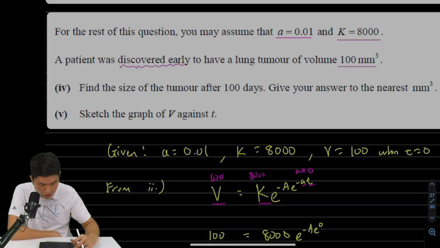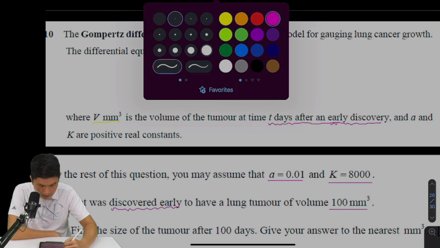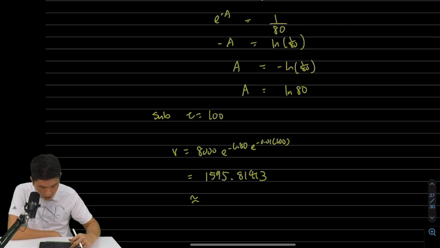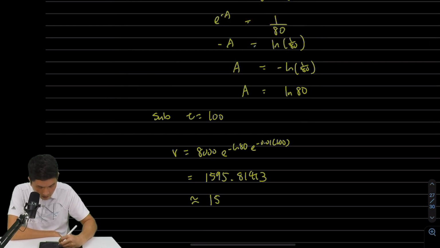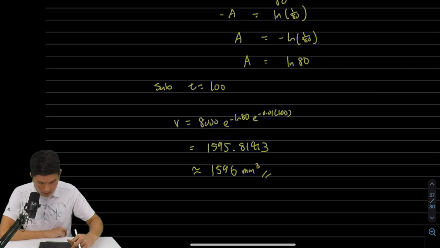So cube, let's check. This question is V. V is given in cube, right? So no need to change anything. My answer will be 1596 cube. That's the answer for part 4. Now for part 5, you have to sketch the graph of V against t.